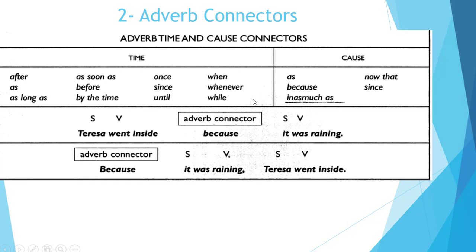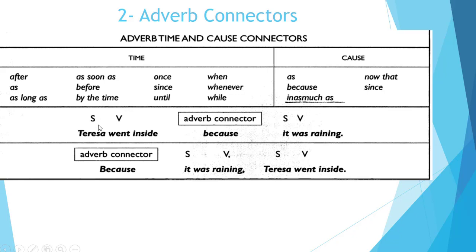Okay? Number two, we have the adverb connectors. Adverbs of time and cause. Time, for example: after, as long as, as soon as, before, by the time, once, since, until, when, whenever, while. Cause: as, because, inasmuch as. Mind you, inasmuch as is not very familiar to many people. Now that, since, they all have the same meaning, okay? Cause connectors, they all have the same meaning, and time connectors, more or less, okay?